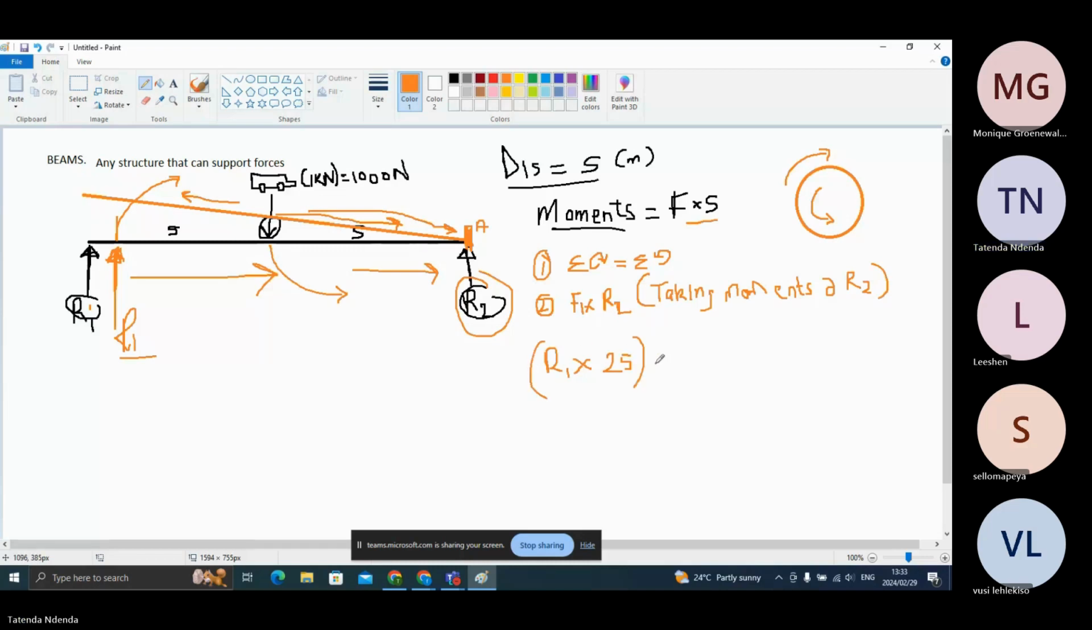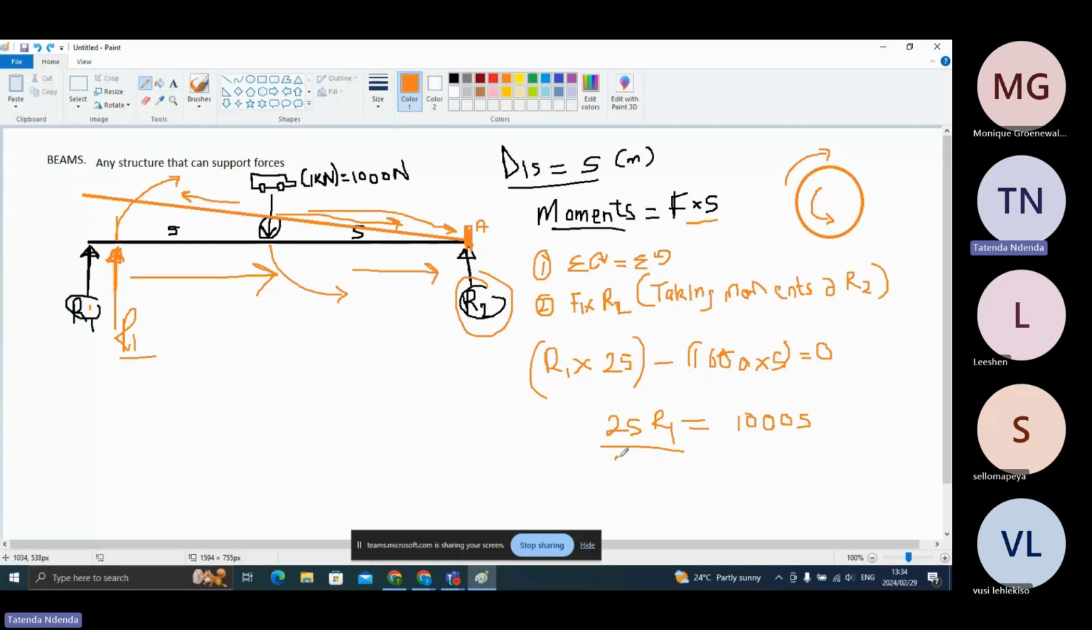Then minus, because the other one is going in the opposite direction, which is 1000 multiplied by also 1S distance. So we're saying these moments are supposed to be equivalent to 0, right? So at the end of the day, we're now saying 2S R1 is equivalent to 1000 S, right? So we're going to divide everything by, sorry, not R1, because we are looking for R1.